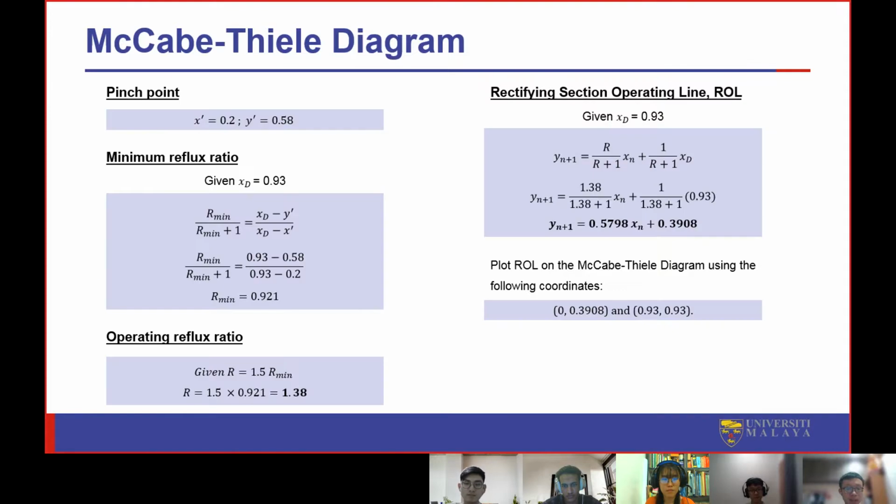By substituting the pinch point into the minimum reflux ratio equation, we obtain R min equals 0.921. Given R equals 1.5 R min, we obtain the operating reflux ratio equals 1.38. Now we can plot the rectifying section operating line RL, which is shown as the gray colored line on the diagram.